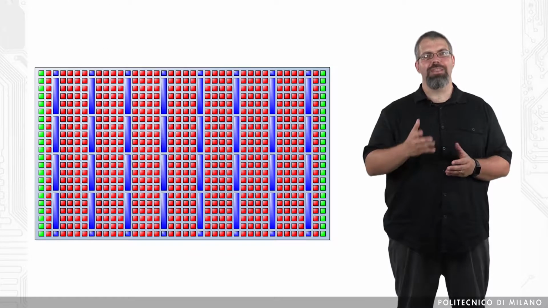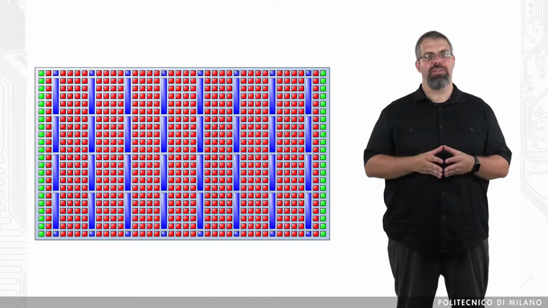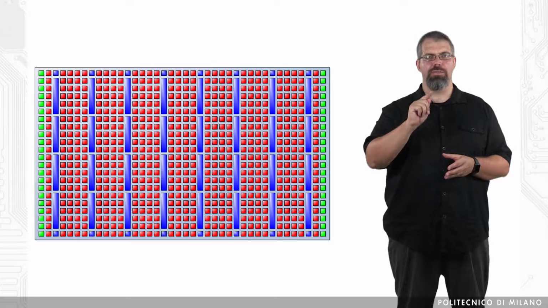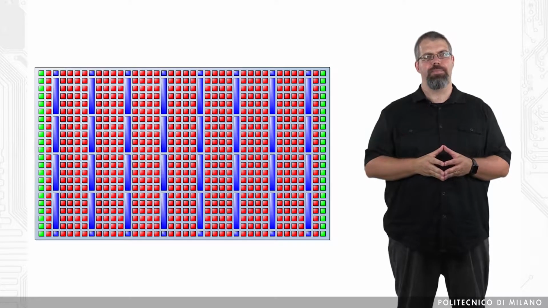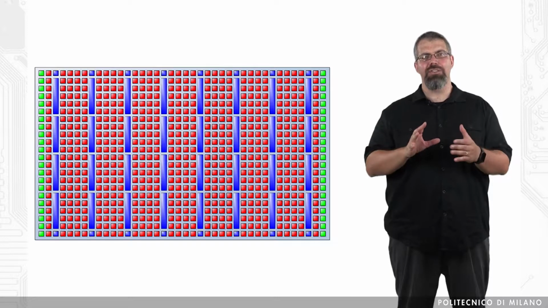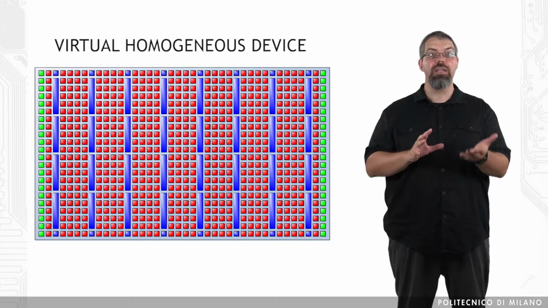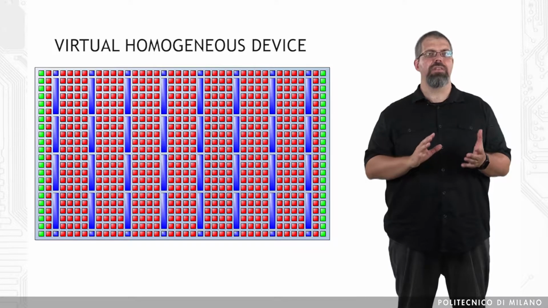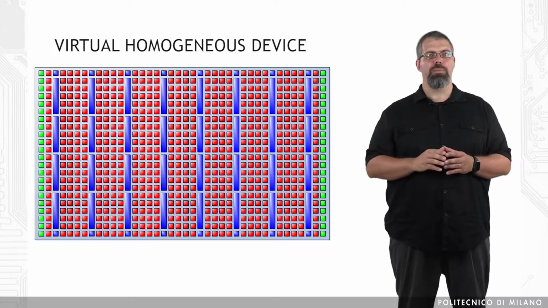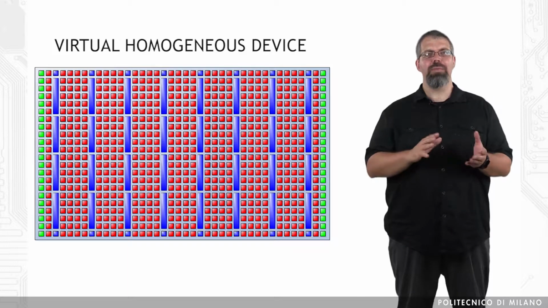It is true that FPGAs are heterogeneous devices, but getting closer to them, we can see that there is a sort of pattern in their heterogeneity. This means that we can leverage those patterns to create a virtual homogeneous device. In this figure, we can see three different resources represented by three different colors. Configurable logic blocks have been implemented in red, RAM blocks in blue, and input-output blocks in green.